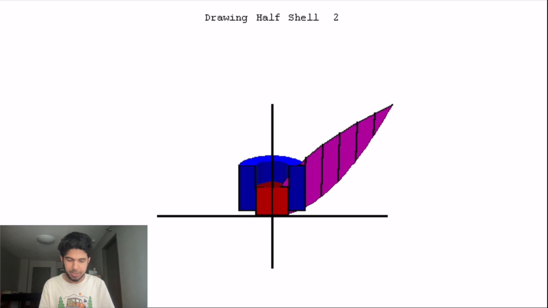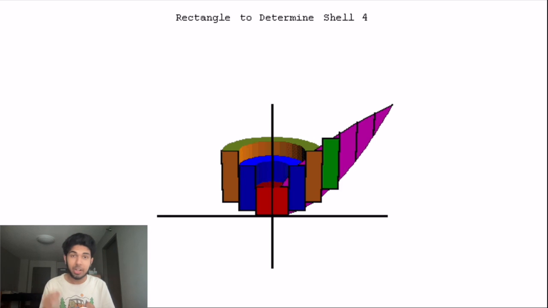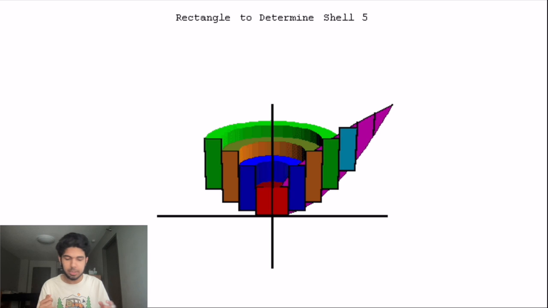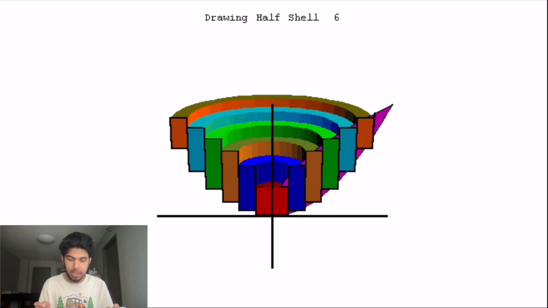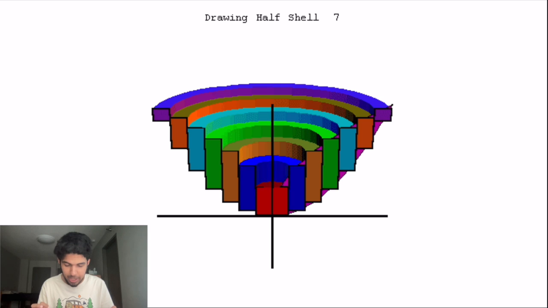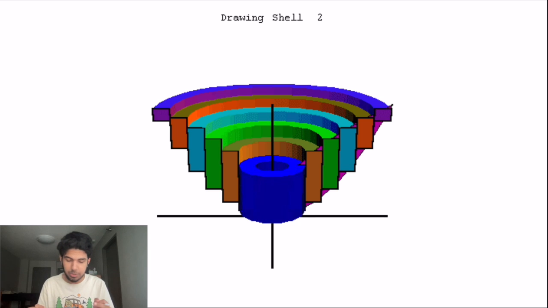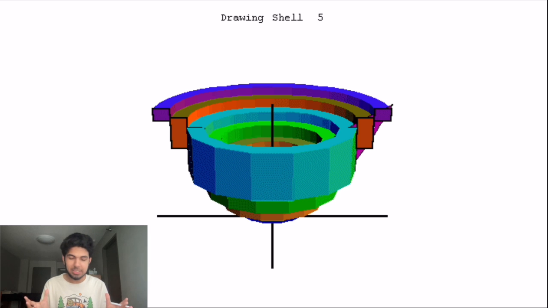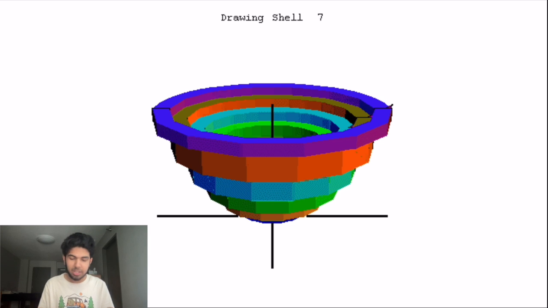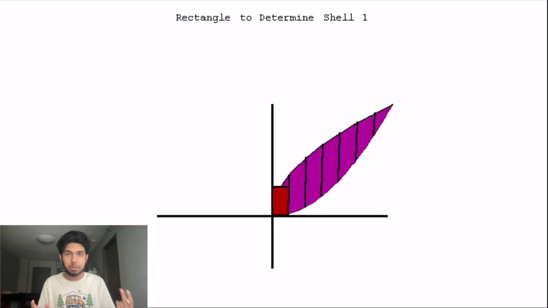Okay, here we go. We can see that there are 3 shells being drawn now. Right now they're half cylinders only, but in the second part of this video, it'll complete the shell. And we can see here now that the cylinders are being completed. And as we combine all of these cylinders together, we can roughly get the shape of what that pink region would be if it were revolved around the y-axis.